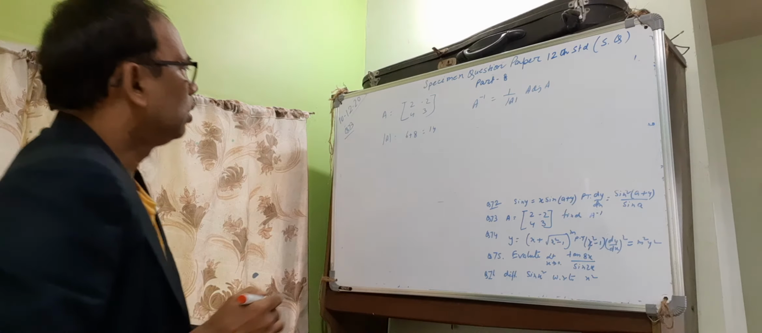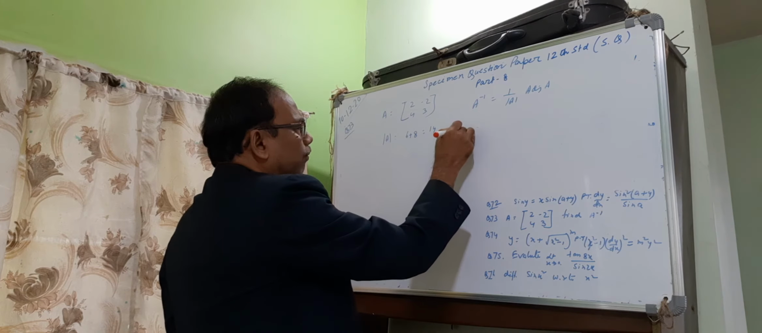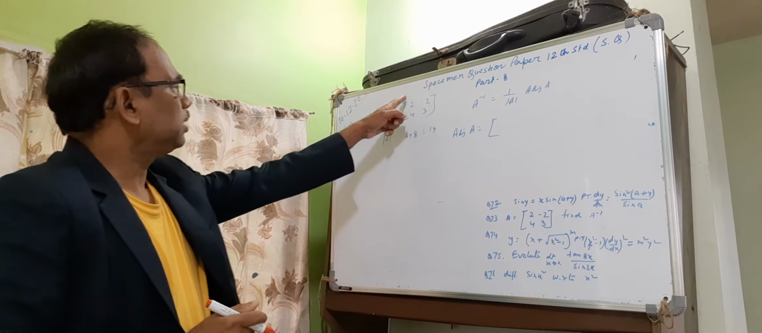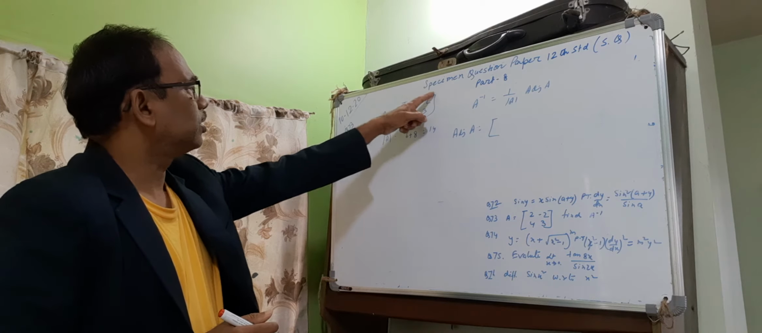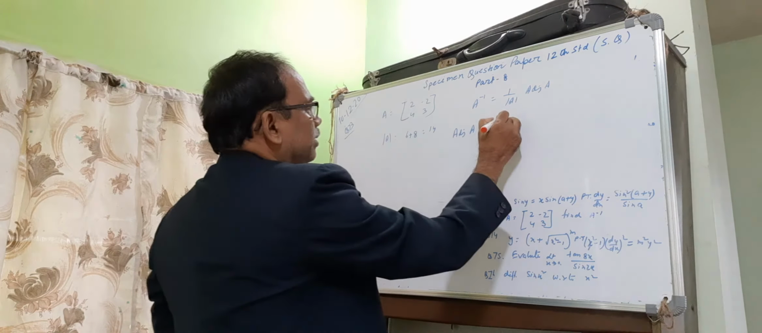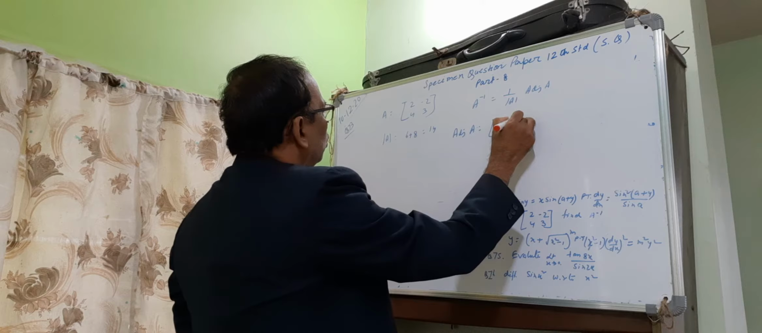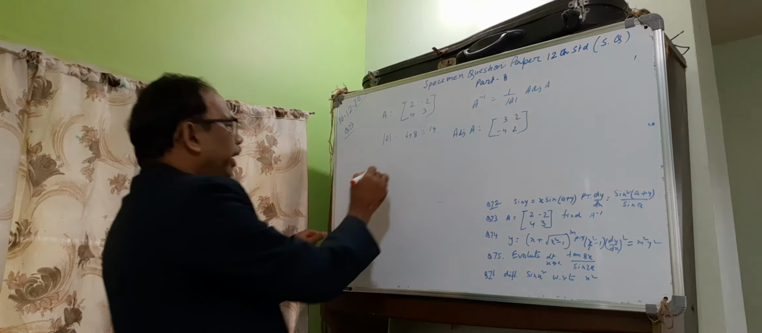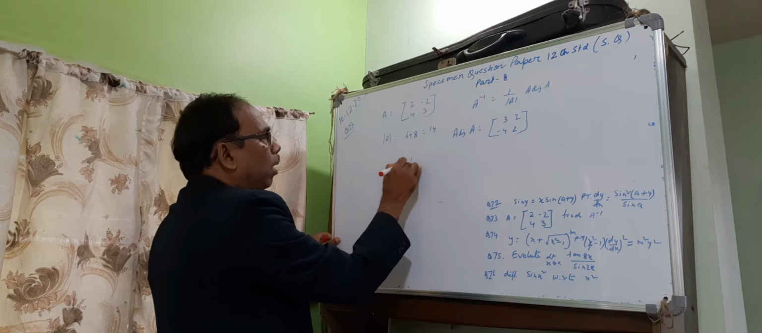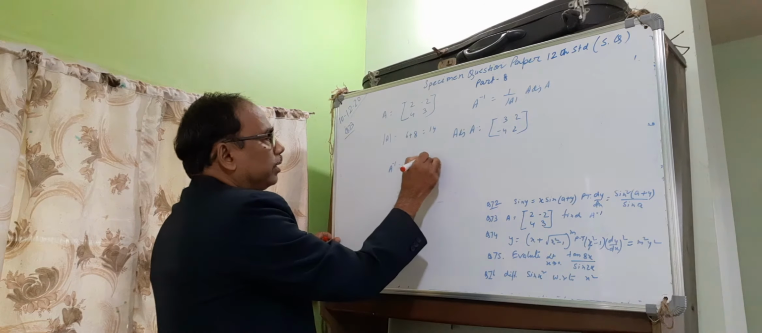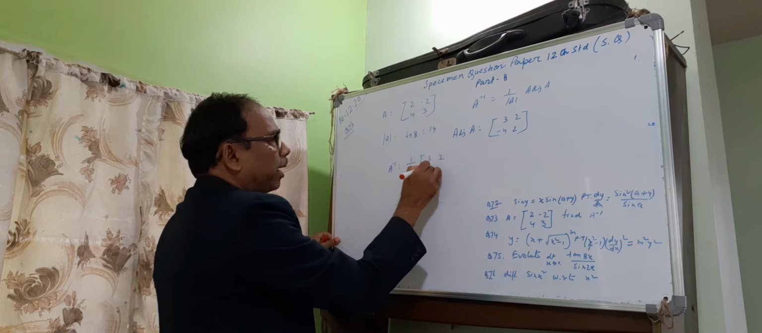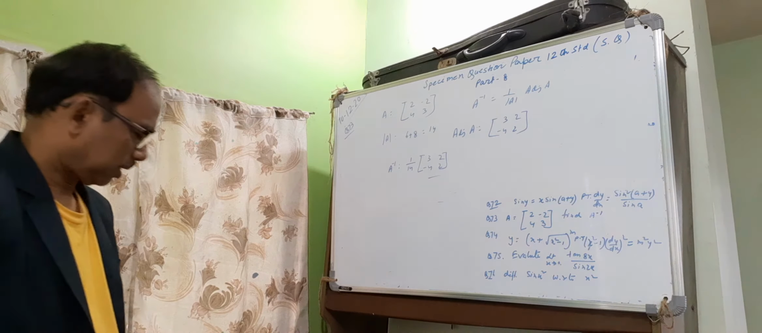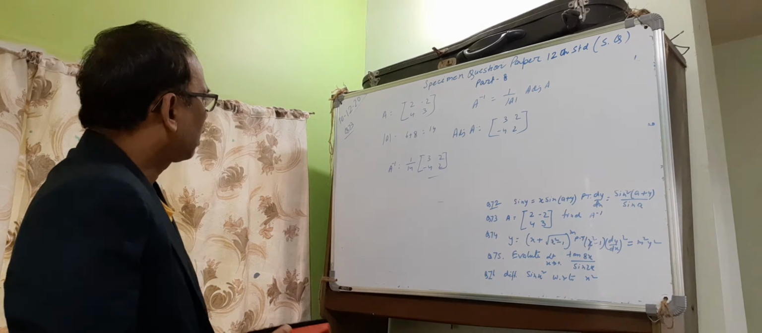Mod A we got. Now A inverse, adjoint of A: for a 2 into 2 matrix, this diagonal will be interchanged, this diagonal will have its sign changed. That is 3, 2, 2, minus 4. That is the adjoint of A. Therefore, A inverse is 1 by 14, adjoint of A is 3, 2, minus 4, 2. That is the answer of the given sum. Next, sum number 74.